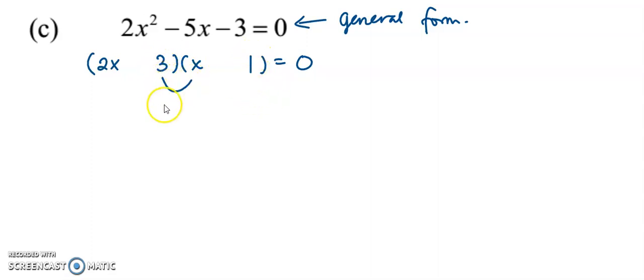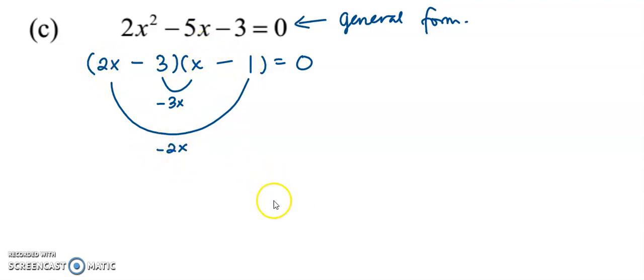And then we will consider this 3 multiplied by x is 3x, and 2x multiplied by 1 will be 2x. In order to get a negative 5x, this has to be negative and negative, so that when you add up negative 3x and negative 2x, you have negative 5x. So to get the negative 3x here, this has to take a negative sign. And in order to get a negative 2x, 1 has to take the negative 1, so that negative 1 multiplied by 2x, you have negative 2x.